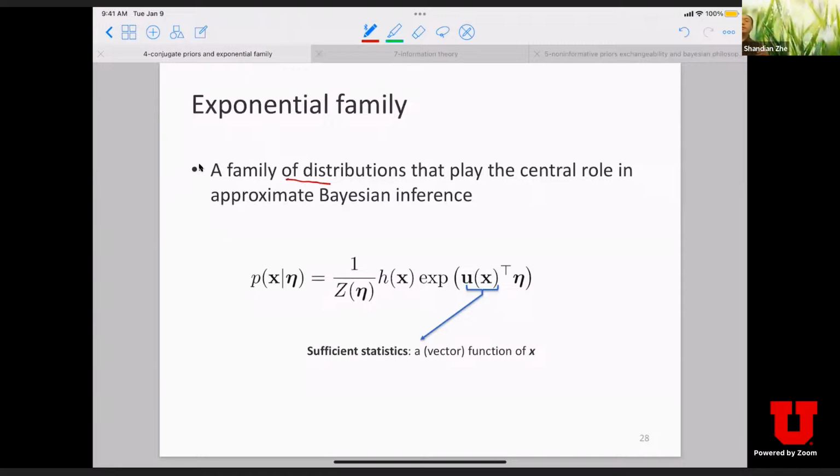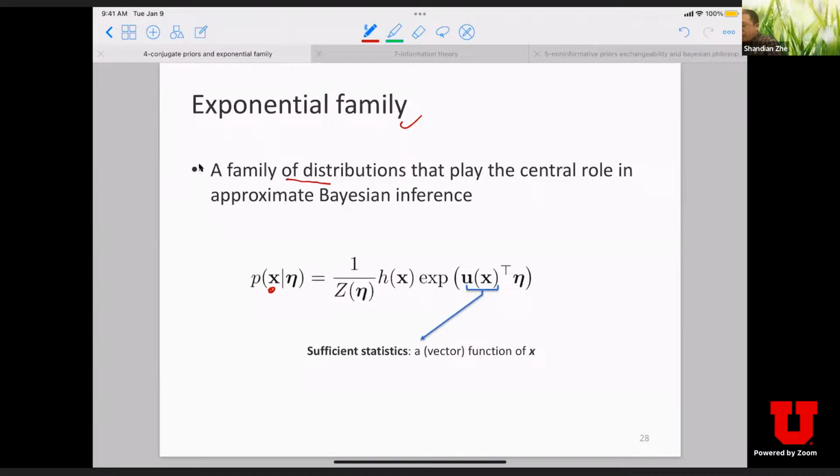The key idea of those approximate inference methods is to approximate the target posterior distribution with some simple distribution. What kind of simple distribution? We often use some exponential family distribution. That's why this is important, because once you know the general properties of the exponential family, you can leverage these properties to simplify the computation.